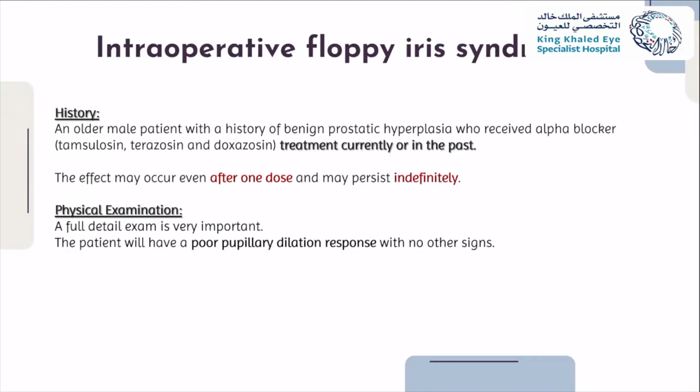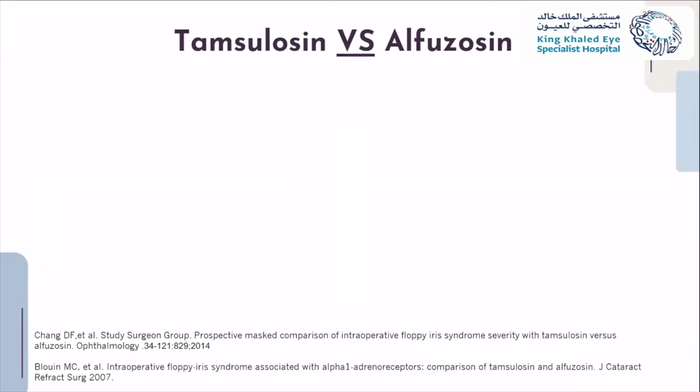For a physical examination, we can suspect that those patients have a poor pupillary dilation response if they used an alpha-1 blocker agent before. So do you have any idea if the other alpha blockers can cause intraoperative floppy iris syndrome? Which one is more significant?